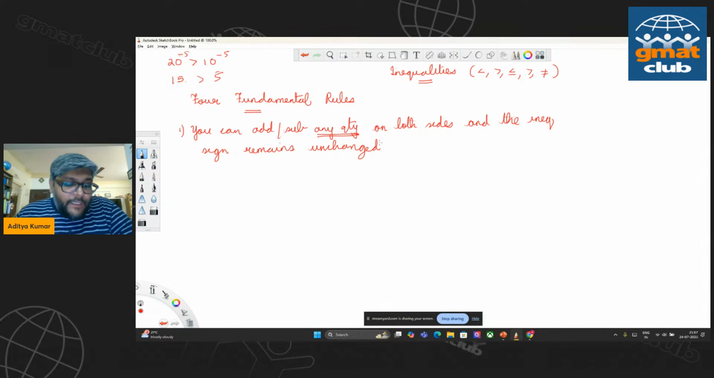Many test takers ask me a question here. Can I add variables on both sides? You can definitely add variables on both sides. So if you have something like 2x is less than x plus 4, you treat it exactly the same way as what you would do with an equality, right?